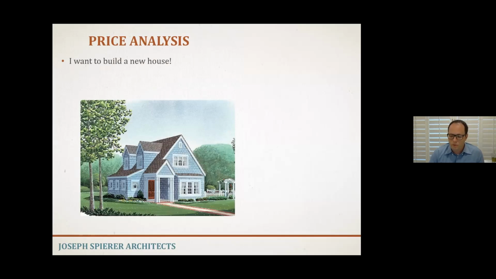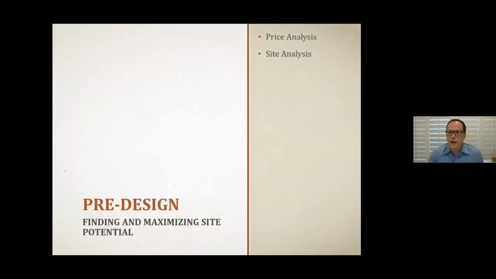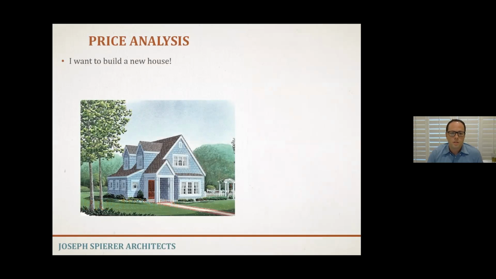So, there's really two sides to pre-design. One is price analysis, which is the component that you guys can really assist with, and the second one is site analysis, and that's where we and other sub-consultants will come in to help you figure out what to do. So let's start with price analysis, right? Again, this is the one I'm sure you guys are familiar with.